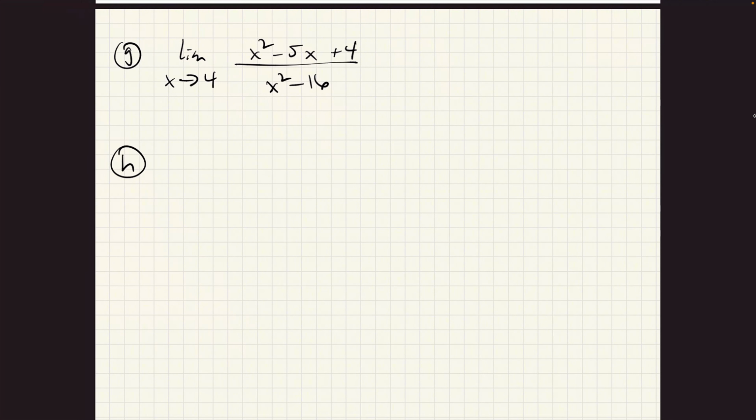What's a good one? The limit as x approaches 2 of 2x squared minus 3x plus 1 over 2x to the third, oops, no, minus 25.